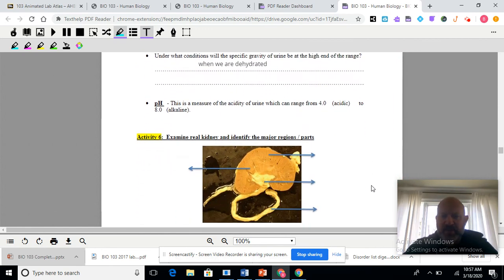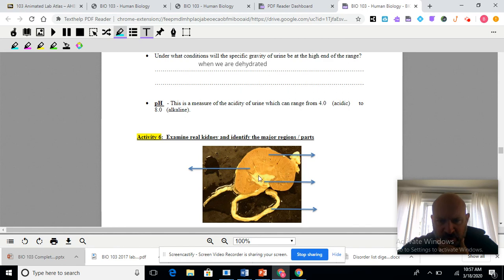The pH of the blood is asked to stay within a very narrow range, something like 7.35 to 7.45. However, the pH of the urine has a broader range. It could be anywhere between 4, which is acidic, to 8, which is alkaline.